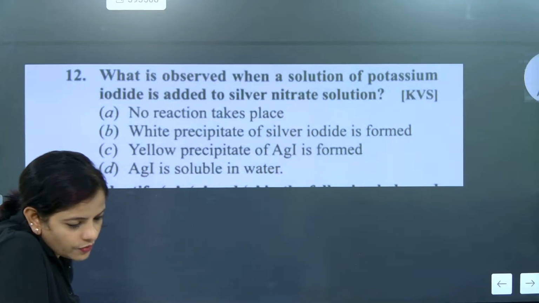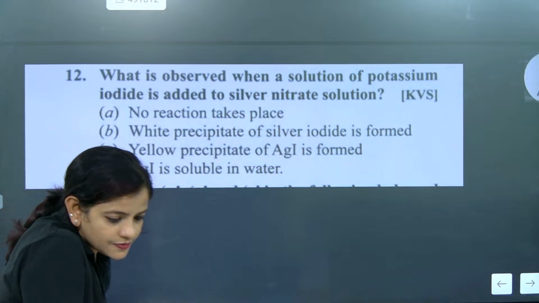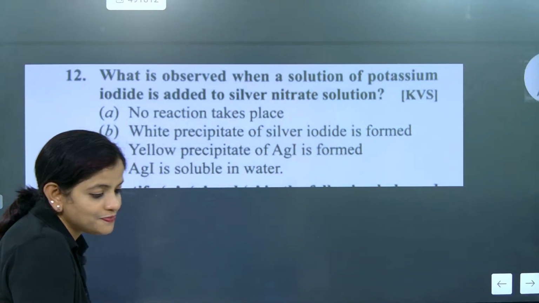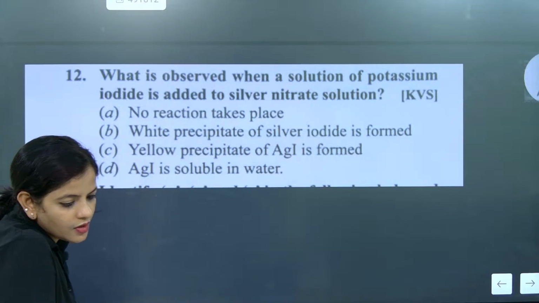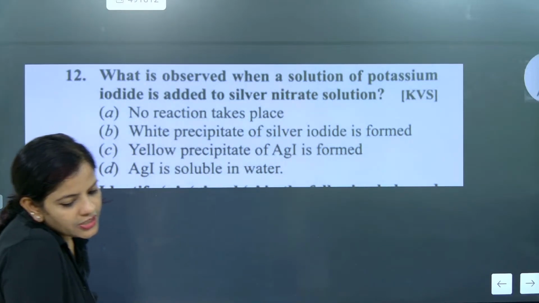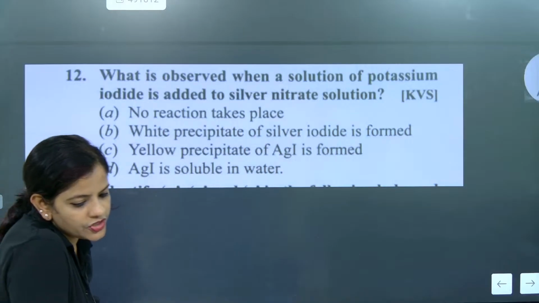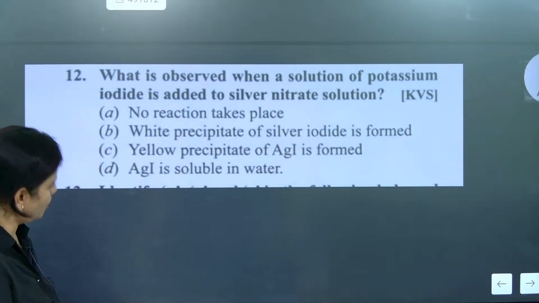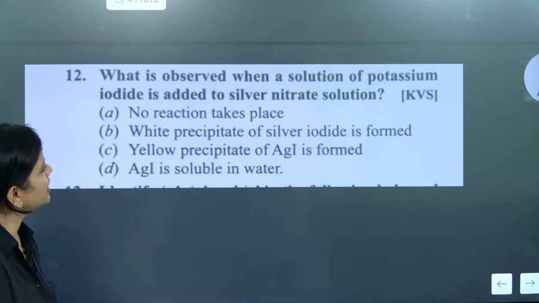Manu Nidin, what happened, beta? Any problem? You're not understanding? If you're not understanding, I can explain to you. Yellow precipitate is formed. We are just revising, beta, because now examination time is there, so we are going for a revision. Okay, fine. So white precipitate of silver iodide is formed. Yellow precipitate of silver iodide is formed. Which one is the correct answer?